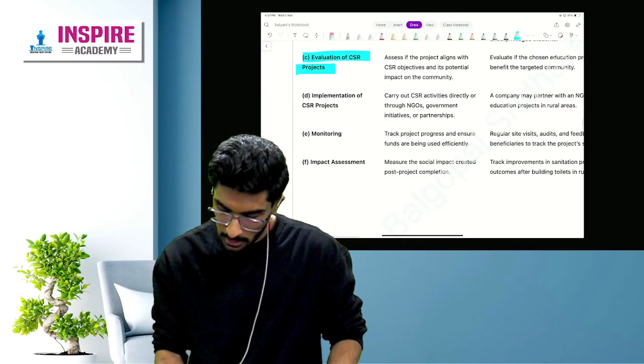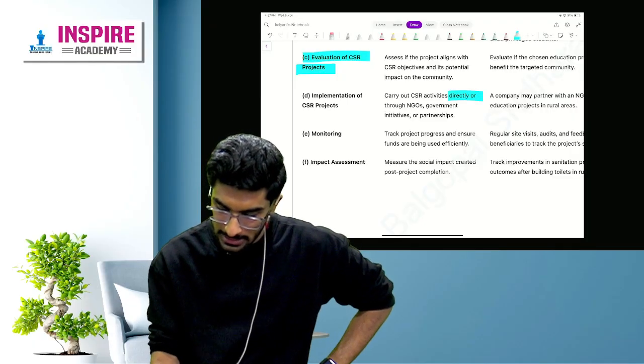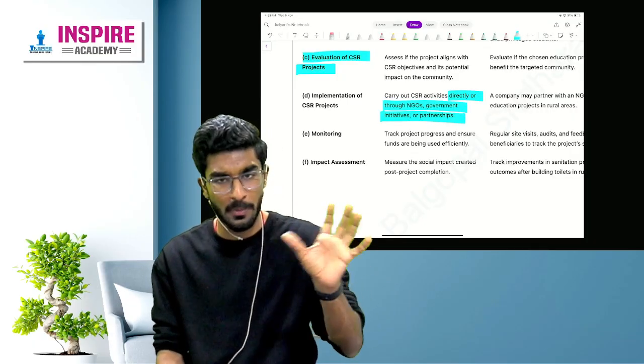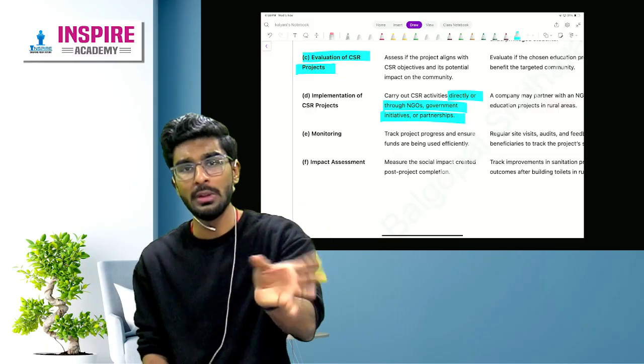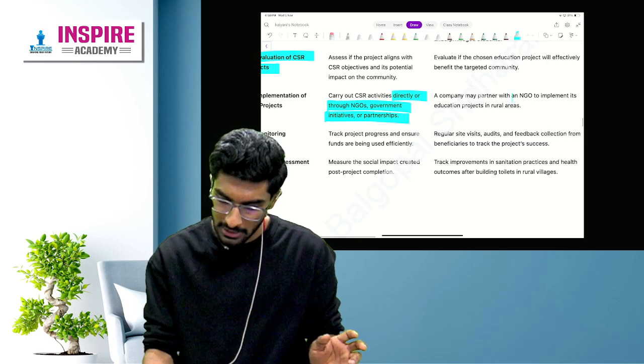So people, now you're going to carry out the CSR activities directly by yourself, or you can engage NGOs or government initiatives or partnership. You're going to understand how you can carry out CSR activities indirectly. A company may partner with an NGO.